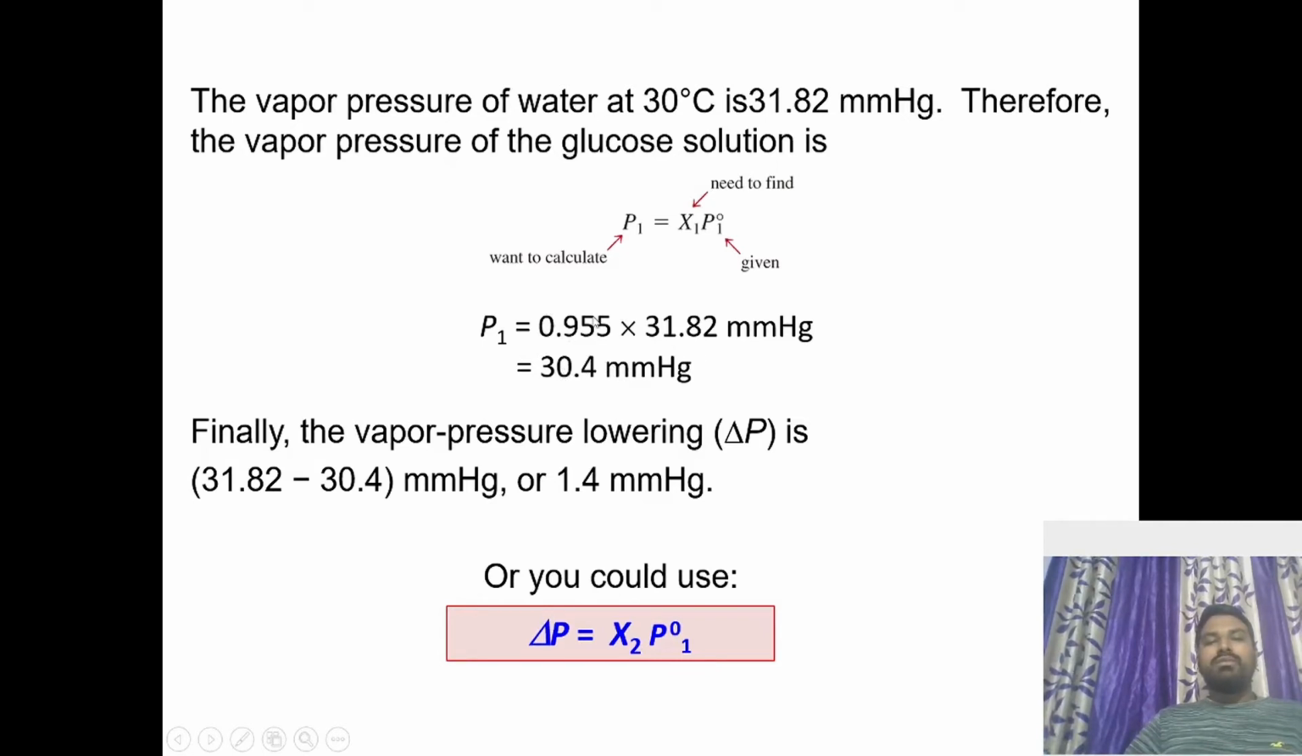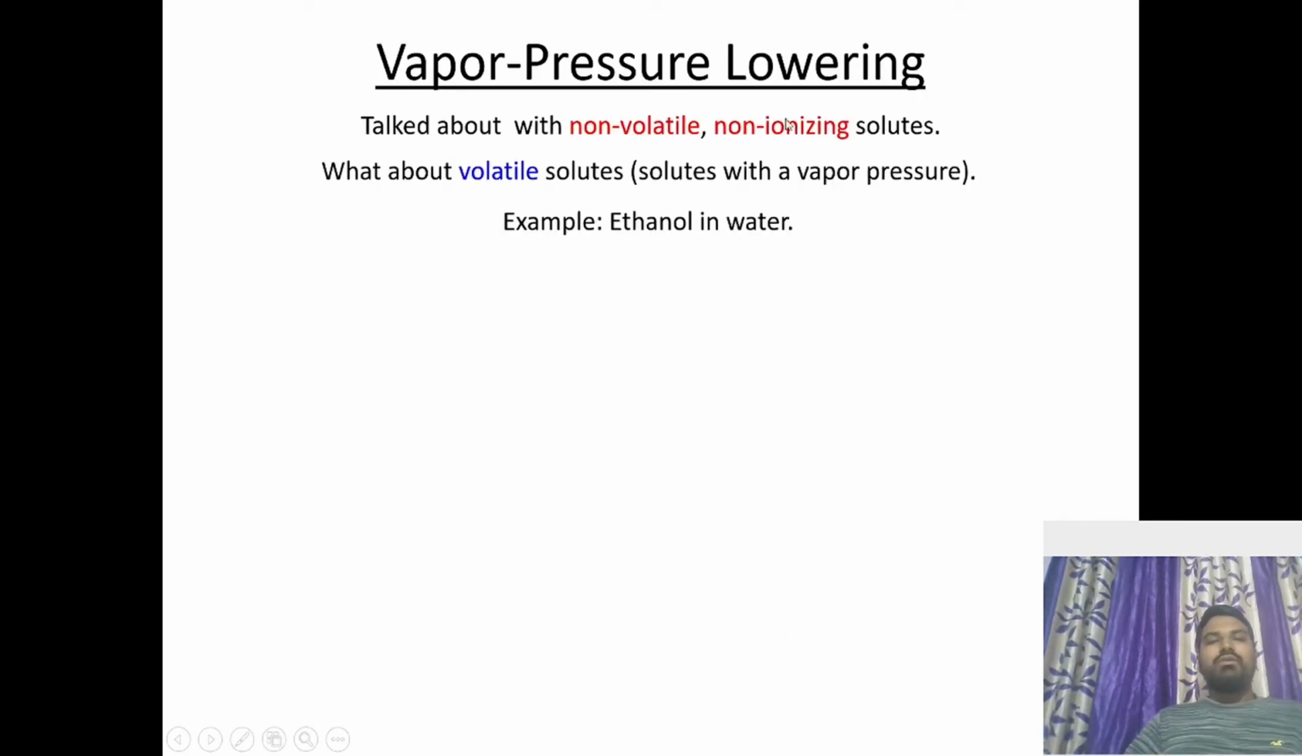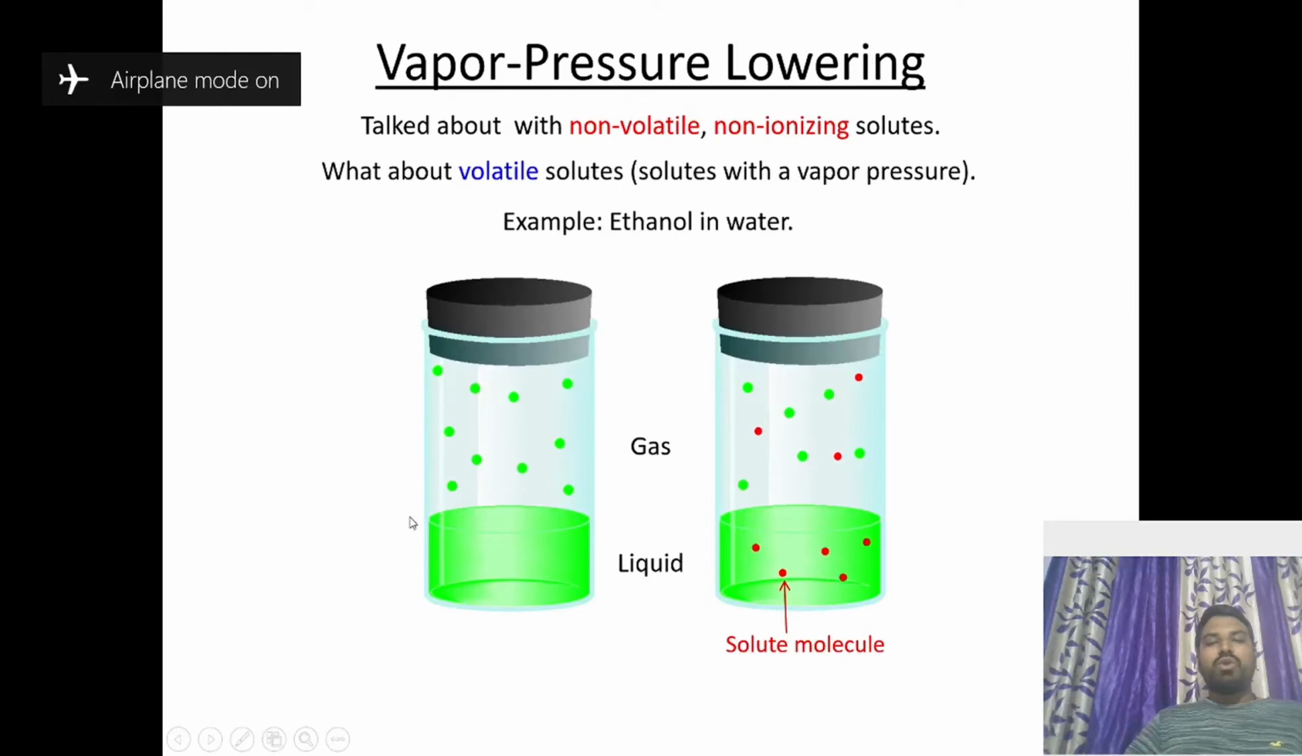When we multiply, we get 30.4 mmHg. Finally, the vapor pressure lowering delta P is 31.82 minus 30.4 mmHg, or 1.4 mmHg, or you could simply use delta P is equal to X2 P01. Now, vapor pressure lowering was discussed with a non-volatile and non-ionizing solute. What about volatile solutes, solutes with a vapor pressure? Examples: ethanol in water.